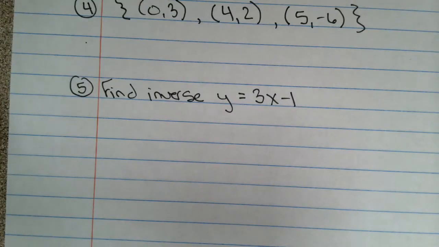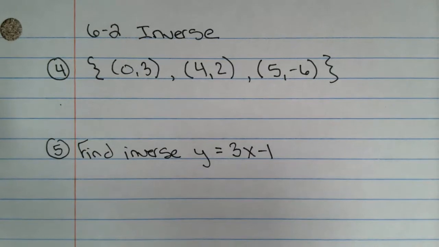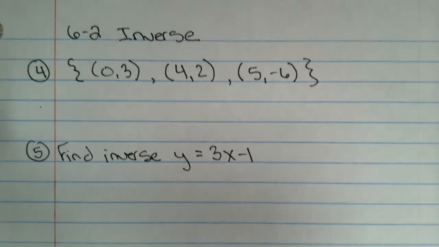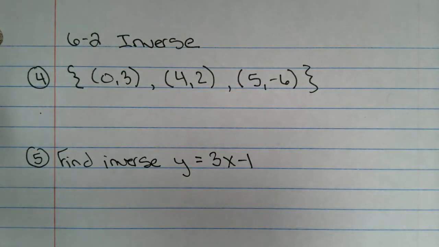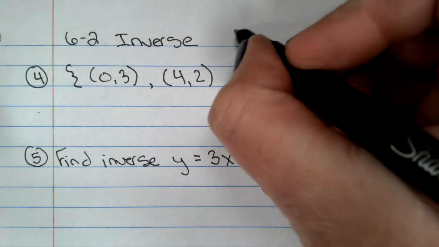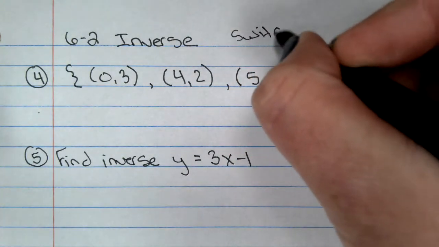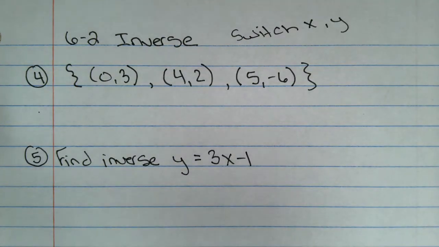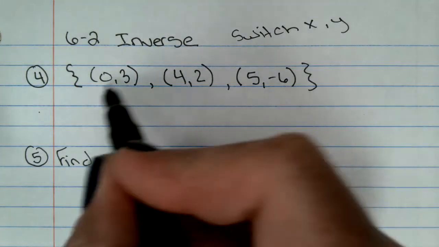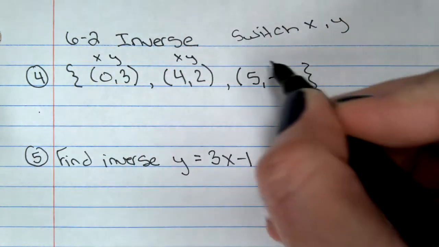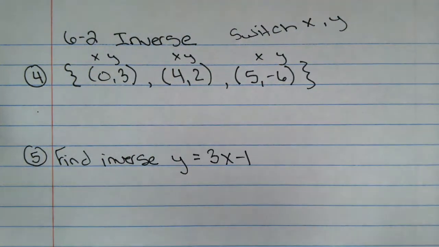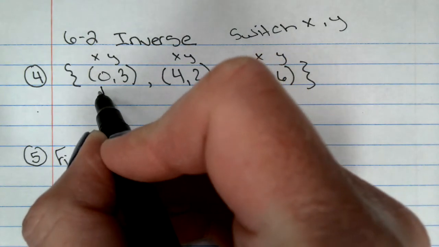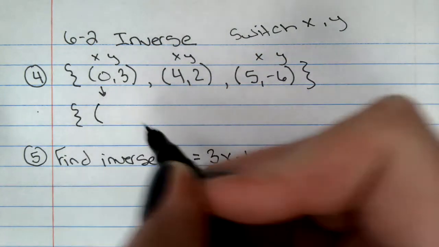The next thing that we did before break is section 6.2, and it is inverse functions. Inverse functions basically means you switch x and y. So we have these three ordered pairs, x y, x y, x y, and when I find the inverse of it, I'm just switching them.